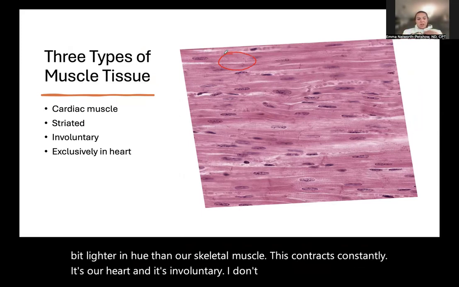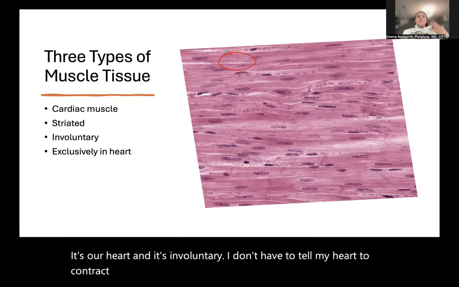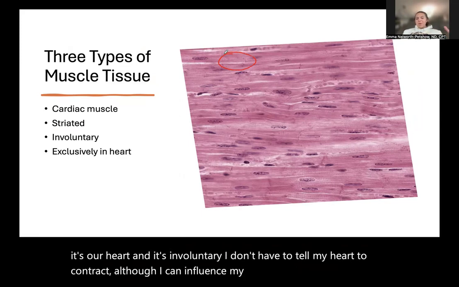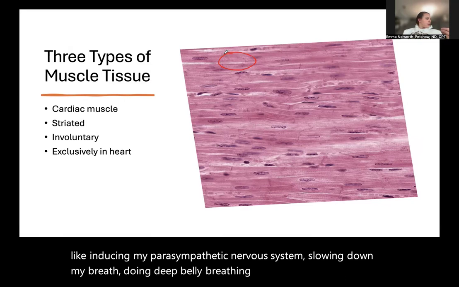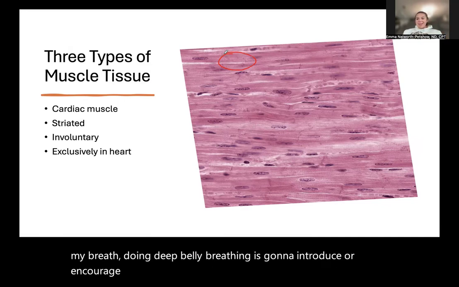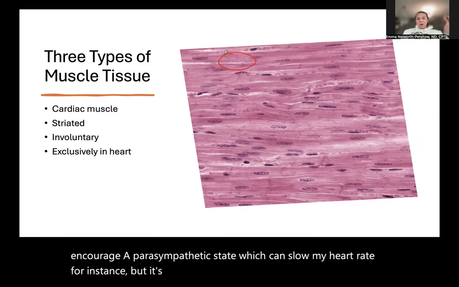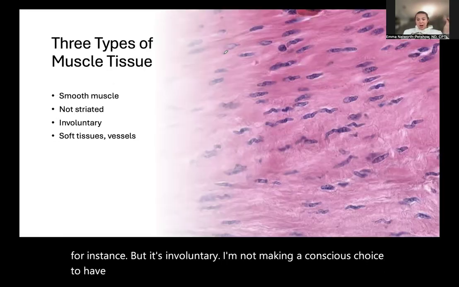I don't have to tell my heart to contract, although I can influence my heart muscle through things like inducing my parasympathetic nervous system. Slowing down my breath, doing deep belly breathing is going to introduce or encourage a parasympathetic state, which can slow my heart rate, for instance, but it's involuntary. I'm not making a conscious choice to have my heart contract.